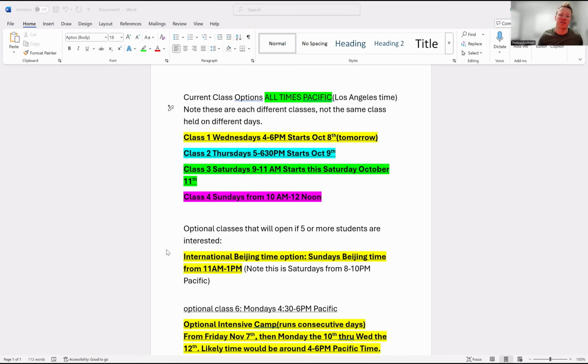If you're from an international time zone, say India or China or Korea, there is a class that I'm going to be offering as an option if it gets at least 5 signups. It'll be Beijing time on Sundays from 11 a.m. to 1 p.m. So you will have to modify that to your time zone to see if that's one that you would be able to attend. It's Saturdays, 8 to 10 p.m. Pacific. So if you are in the US and you wanted to attend that one as a later-at-night option, you would be welcome to do so also, as long as the class actually forms.